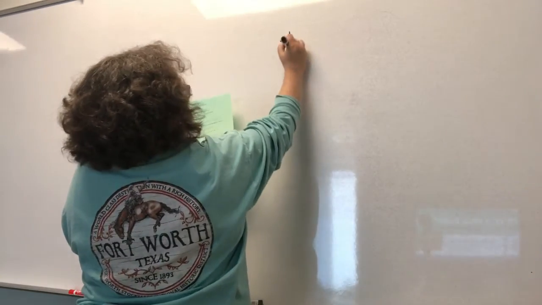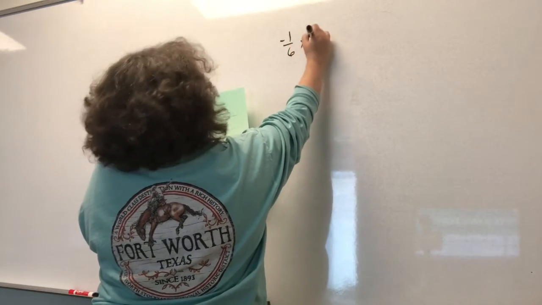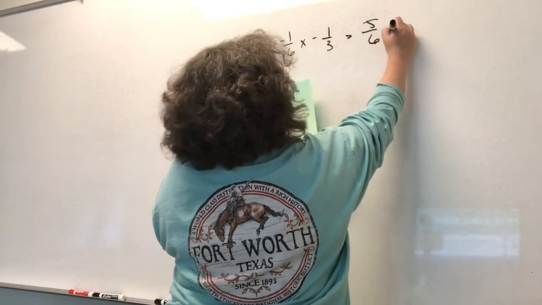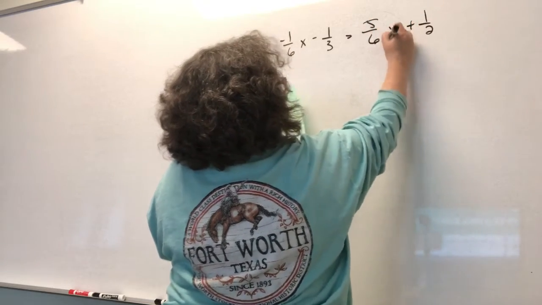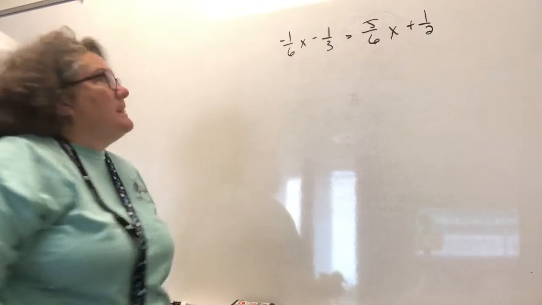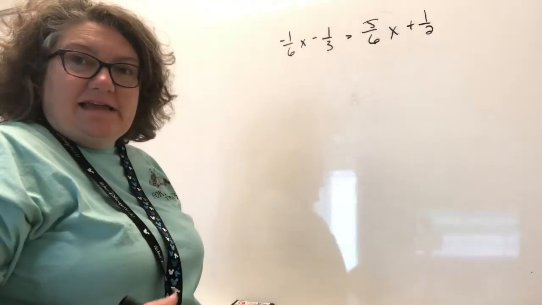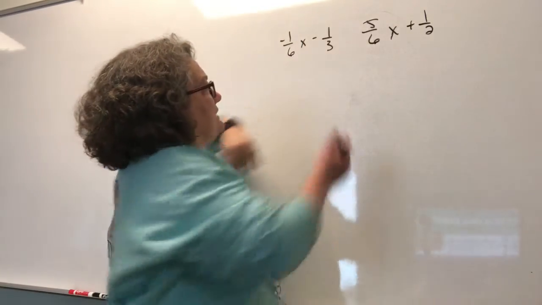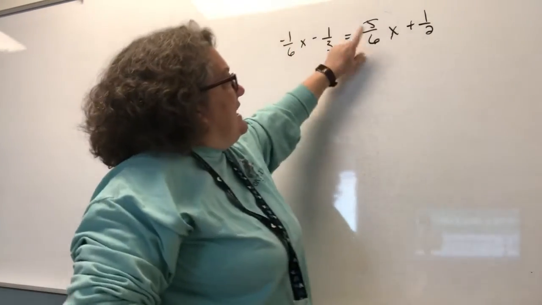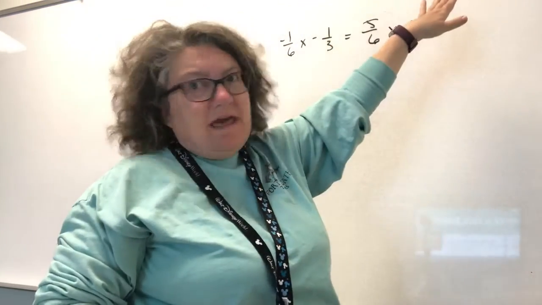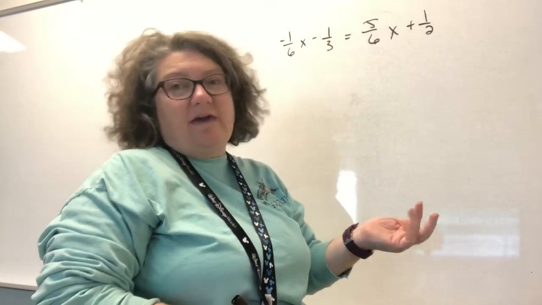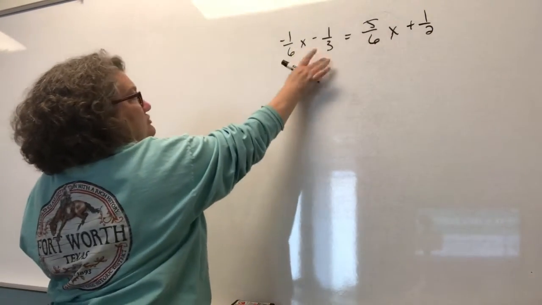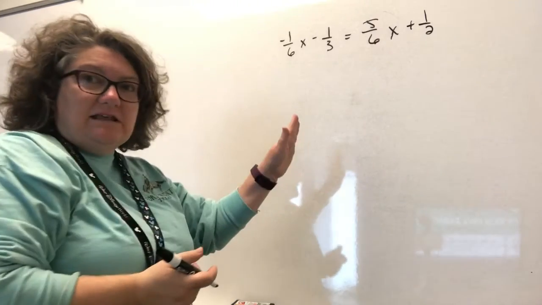So we have negative 1/6 x minus 1/3 equals 5/6 x plus 1/2. Okay, so here we look to see if there's anything to do on either side when we're solving equations. So I cover up one side. Can I add 5/6 x plus 1/2? No, I can't because one has a variable of x and the other one doesn't. So I can't do anything with these. Over here, can I add these or subtract these? No, because one has an x and the other one doesn't.